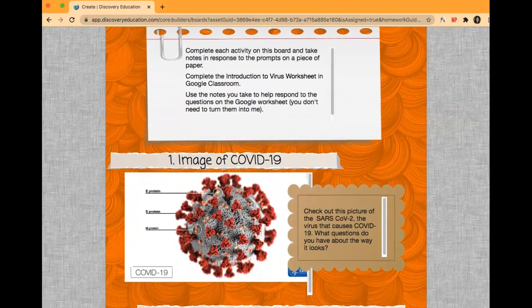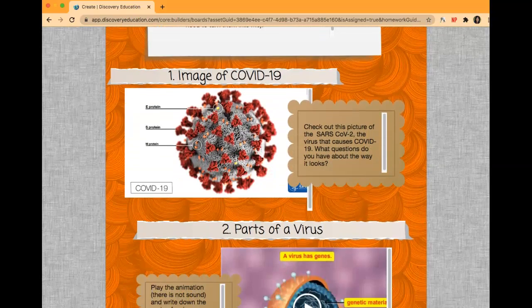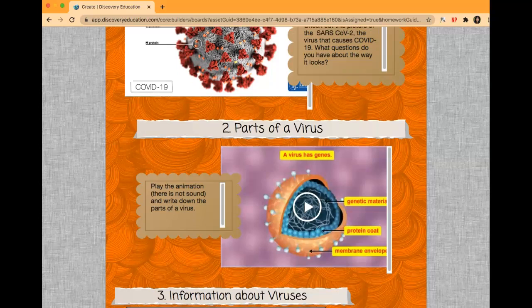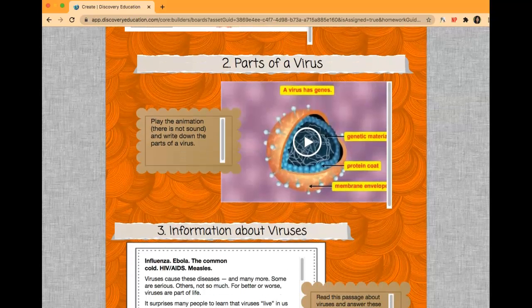So as you go through this worksheet, you're going to see here's an image of a virus. It says, check out this picture of the SARS-CoV-2 virus. This is a virus that causes COVID-19. And what questions do you have about the way it looks? So just look at this virus. This is the virus that's spreading right now that's making people sick. So think of some questions you might have about it, and you'll answer that in the Google worksheet.